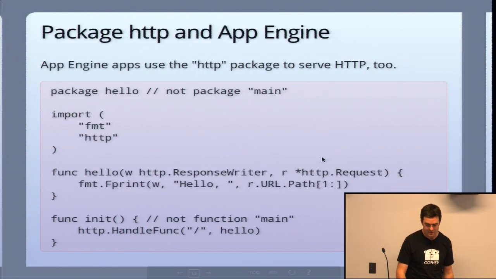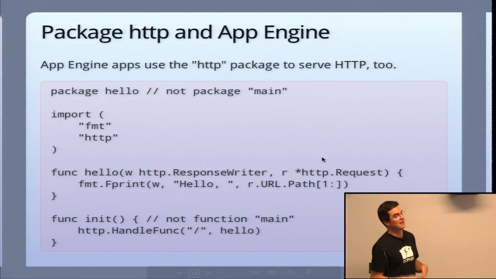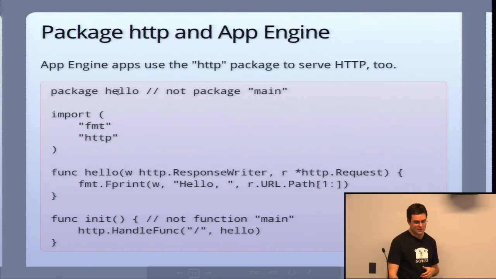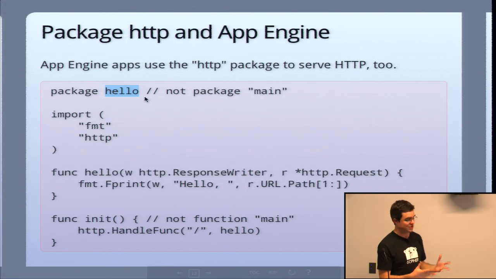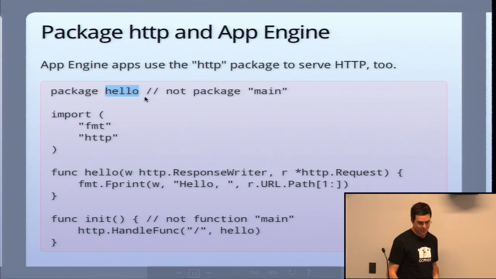But in AppEngine, it's much the same. We use the HTTP package in the same way. The key difference is that instead of being in package main, you're in a package of some other name. In this case, it's hello. Go AppEngine apps provide their own package main, which means that you can't have your own one.